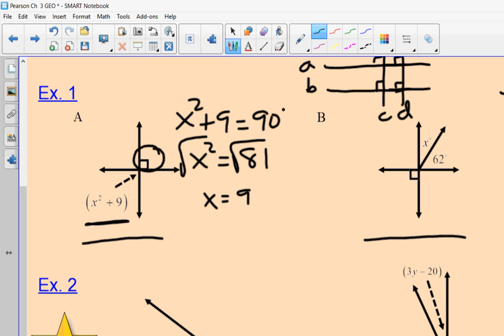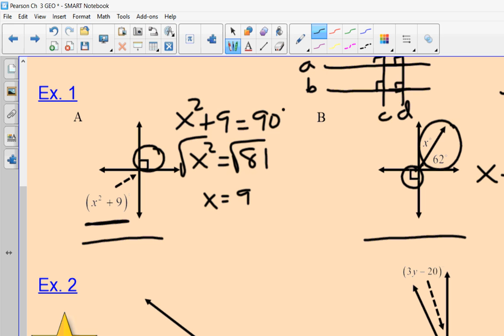Okay. Same kind of situation here. I've actually got these two angles. They're vertical again with this right angle. So I can take two angles and I can actually add them together. So the x angle and the 62 degrees would be equal to 90. And then I can go ahead and subtract 62 from both sides, and I get x is 28.